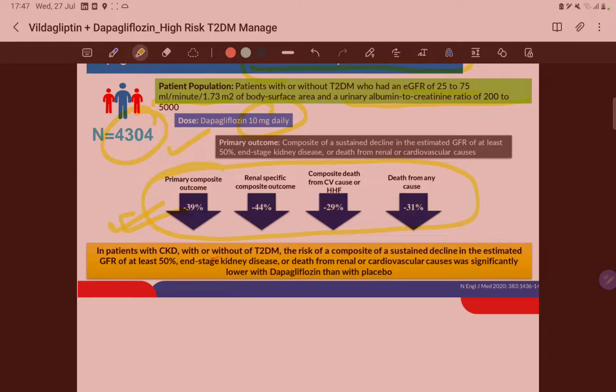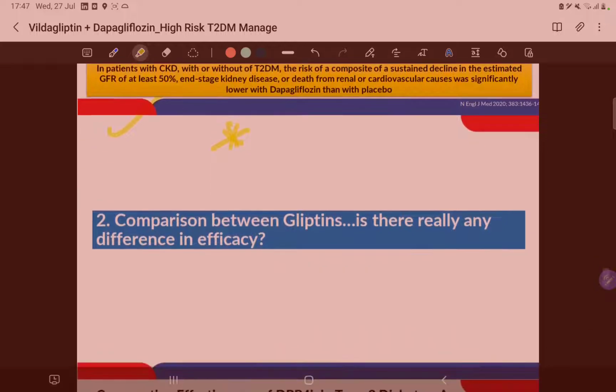So in patients with CKD with or without diabetes, the risk of the composite of a sustained decline in the estimated GFR of at least 50%, end-stage kidney disease, or death from renal or cardiovascular causes was significantly lower with dapagliflozin than with the placebo. So dapagliflozin overall has a reduced risk of renal and cardiovascular causes in CKD.